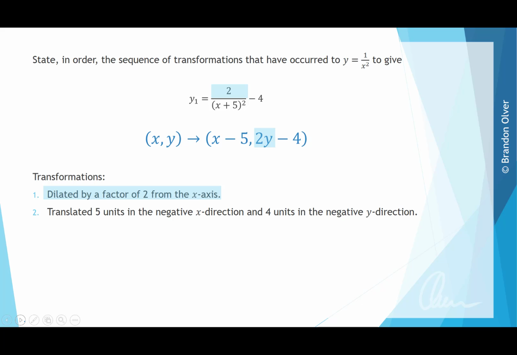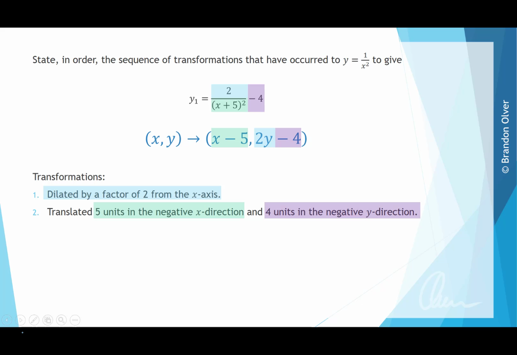Next we have translations that occur. We have a translation of 5 units in the negative x direction, and we know that because of the x minus 5 in the mapping notation. And if you have a look at the equation that was given to us, it's the x plus 5 that is responsible for that translation.